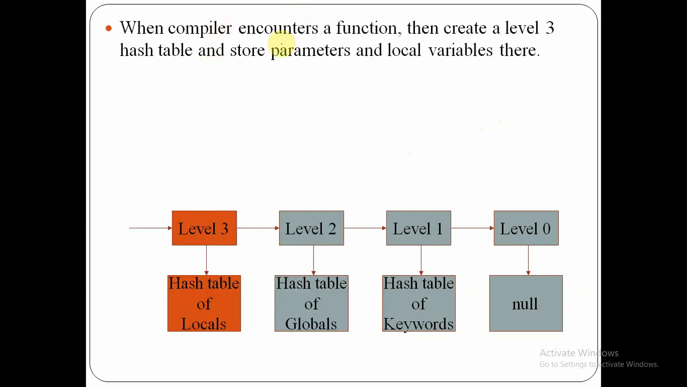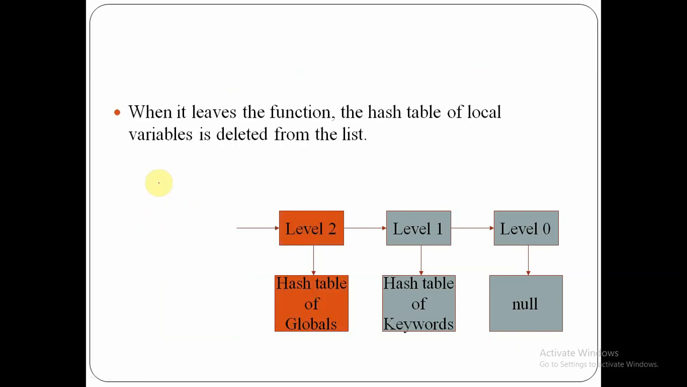When the compiler encounters a function, which usually contains local variables, at that time it creates a level 3 hash table and stores the parameters and local variables of that function in the symbol table. When the function leaves execution, meaning after some time the function is going to be removed, suppose, not in scope, in that case that local variables' information may be removed from the symbol table also.